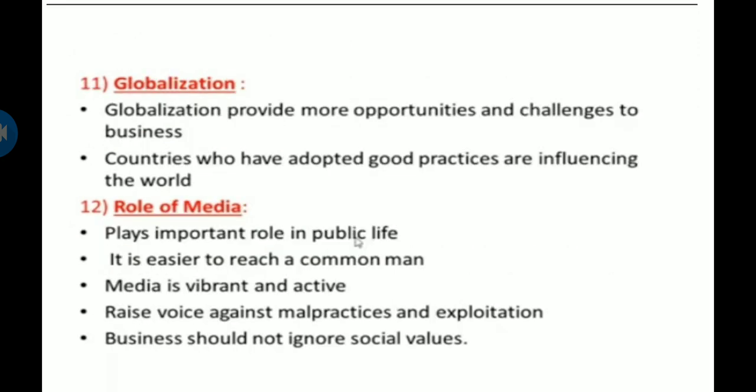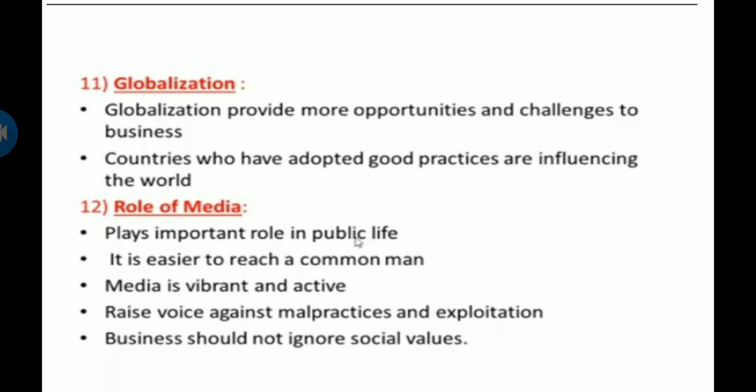11th, that is globalization. India opened up its economy to the world in 1991. A lot of companies entered the Indian market and similarly lots of Indian companies were allowed to sell their products in foreign markets. The world became a smaller place and competition increased. Multinational companies have adopted good social practices to create goodwill in the market. This has encouraged Indian companies to undertake good social practices so that they can also create a good image in the foreign market. Countries who have adopted good practices are influencing the world. Globalization provides more opportunities and challenges to business.